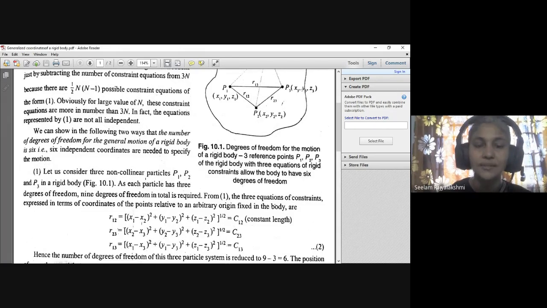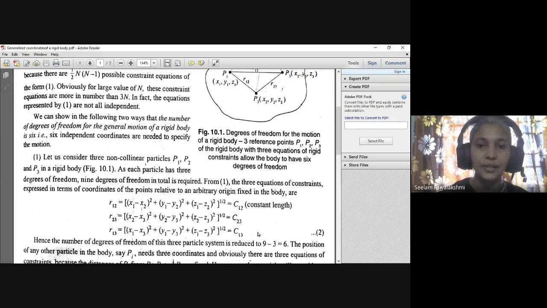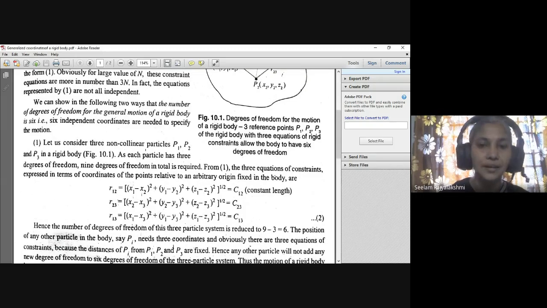So here the equation is R12 = [(x1 - x2)² + (y1 - y2)² + (z1 - z2)²]^(1/2), which is a constant length C12. So R23 can be defined as [(x2 - x3)² + (y2 - y3)² + (z2 - z3)²]^(1/2), which equals C23, a constant length. R13 equals [(x1 - x3)² + (y1 - y3)² + (z1 - z3)²]^(1/2), which equals C13, which is a constant length here.